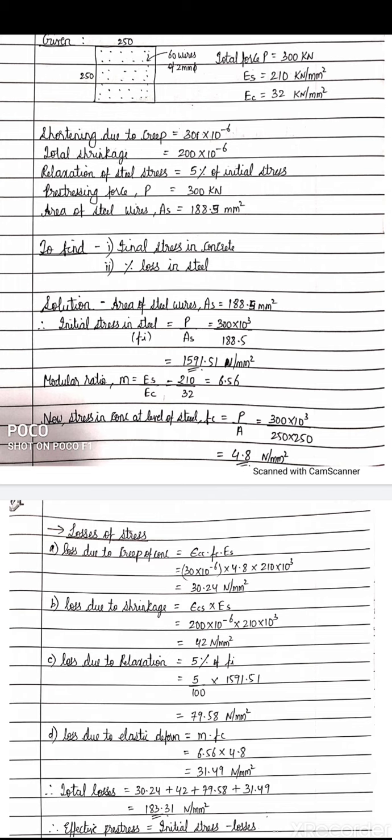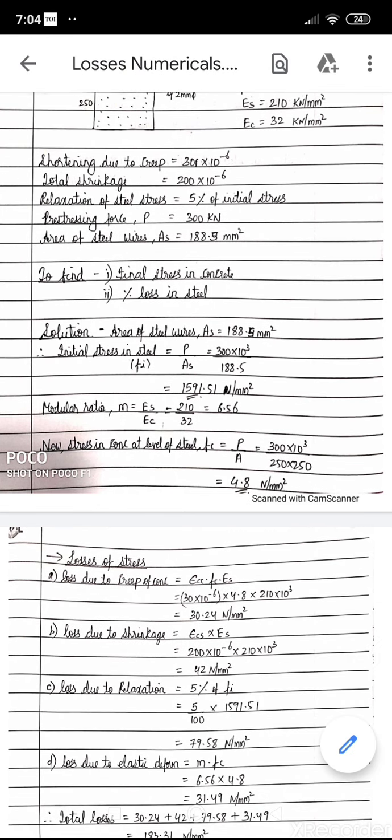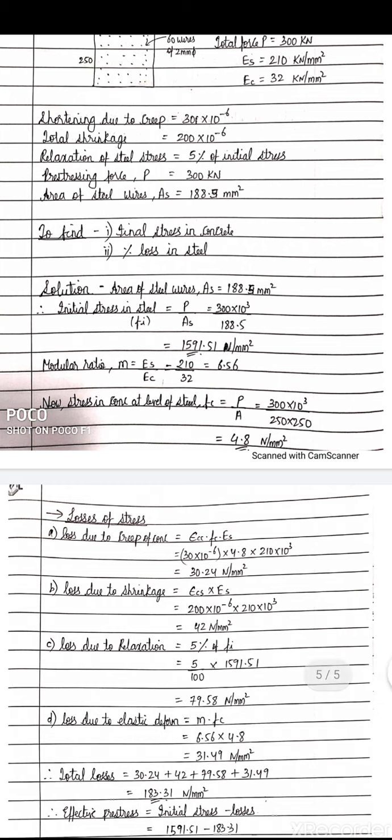Next we'll find out loss due to shrinkage. Loss due to shrinkage is again shrinkage strain into modulus of elasticity. Shrinkage strain is also given to you, as you can see, 200 into 10 raised to minus 6. So we got loss due to shrinkage. Next we'll find out loss due to relaxation. Loss due to relaxation is 5% of the initial stress. Initial stress is nothing but 1591.51. So we got loss due to relaxation as 79.58.